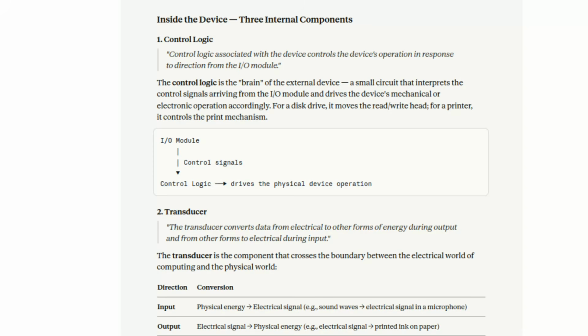All these are controlled by whom? This control logic itself. Control logic is like the brain of our external device, which interprets the control signals coming from our IO module and performs the necessary mechanical as well as electronic operations. So the IO module sends control signals to the control logic, and the control logic makes the device carry out the physical operation. Okay, now what do we mean by transducer?